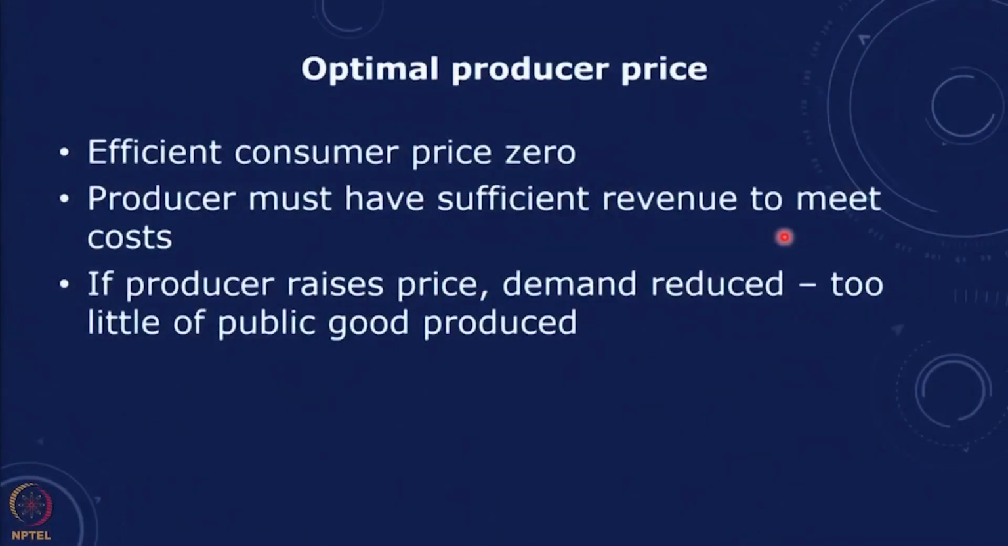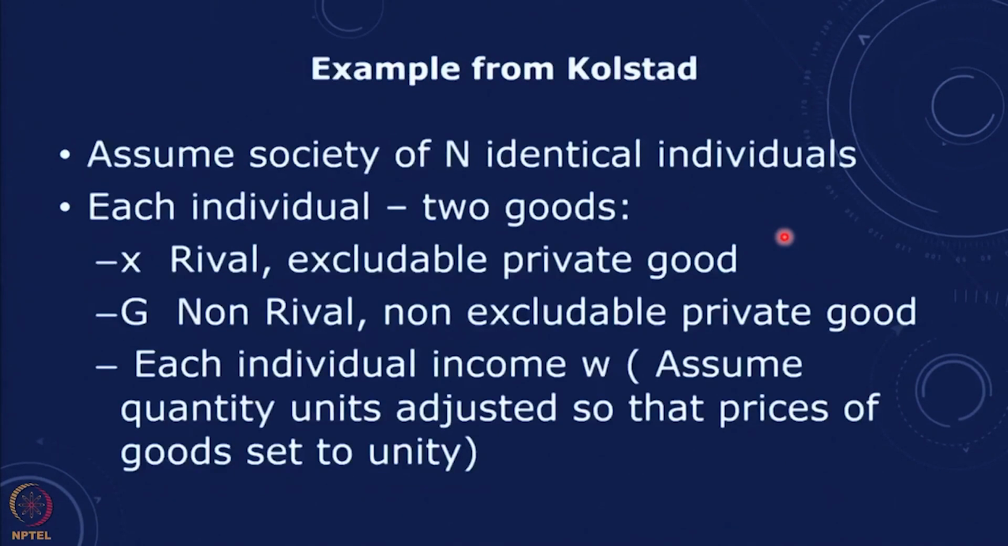So, the next thing that we would like to look at is an example from Kolstad. As we just summarize what we have seen, the efficient consumer price is 0, the producer of course must have sufficient revenue to meet the costs, and if the producer raises the prices, demand will get reduced and too little of the public good will be produced, and so that's the kind of situation.